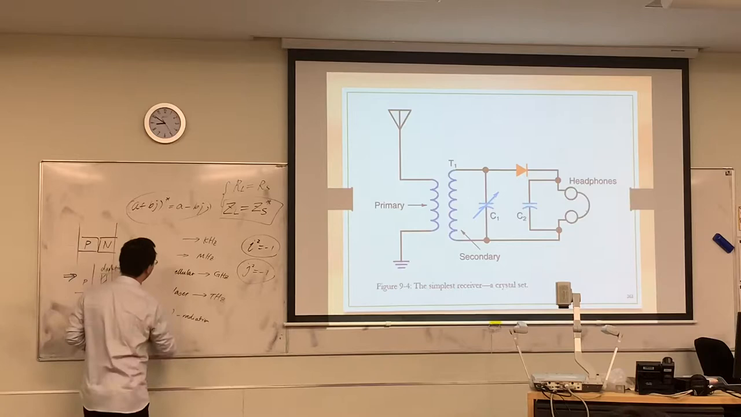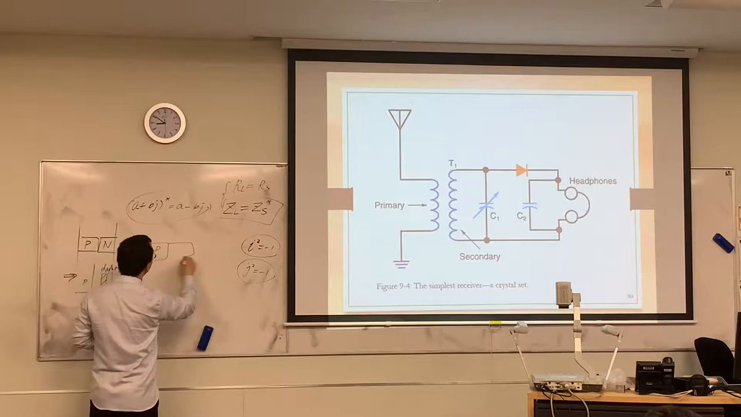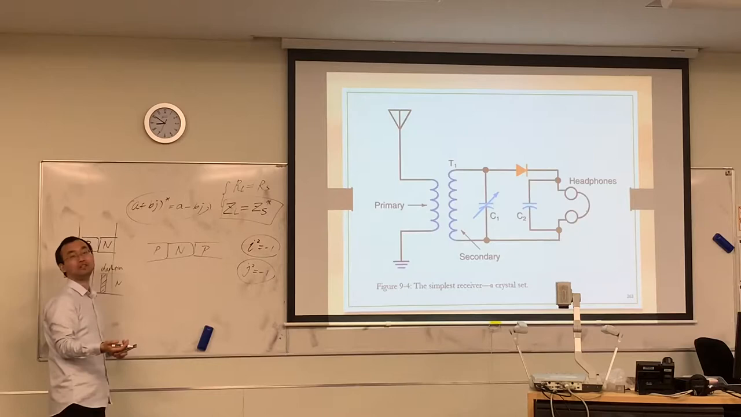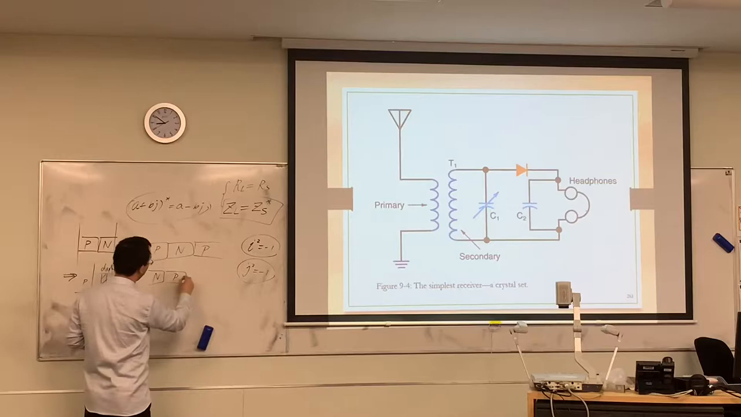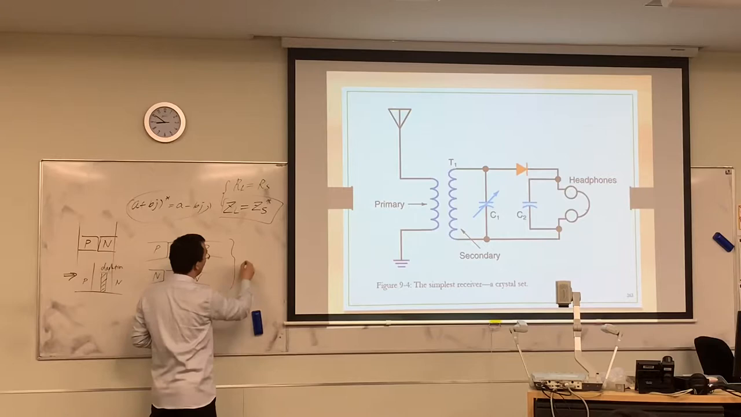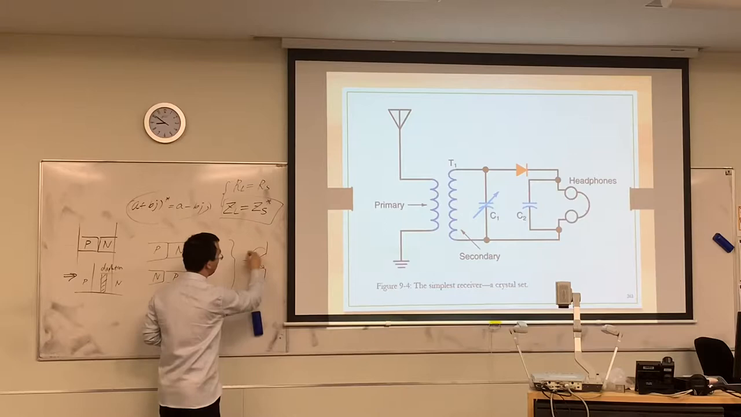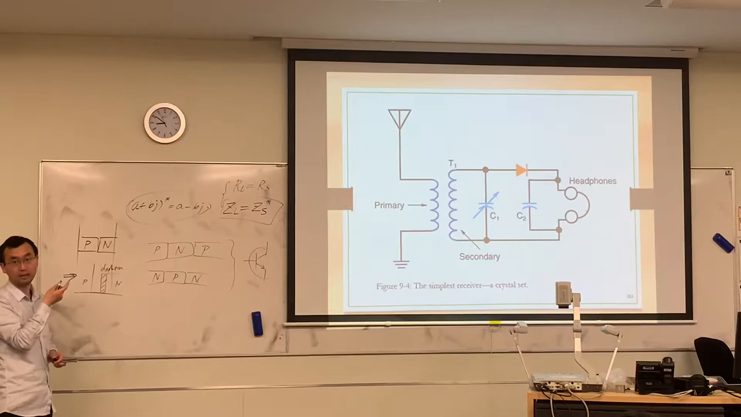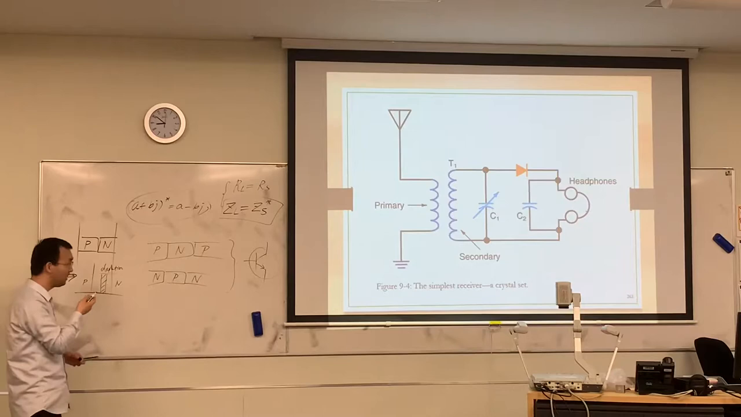Suppose you put two, like a P, N, P. And this one is like a BJT transistor, right? Of course, you can put N, P, N, and this one will give you the BJT, right? What is the BJT? Like this one, right? Like that. Do you still remember this one? Yes, no. Okay.